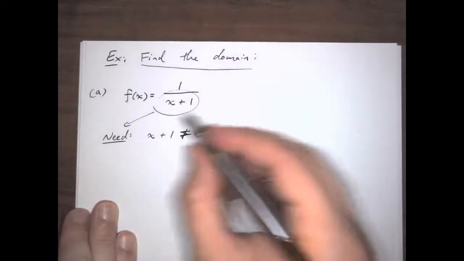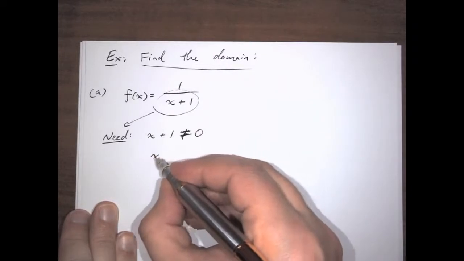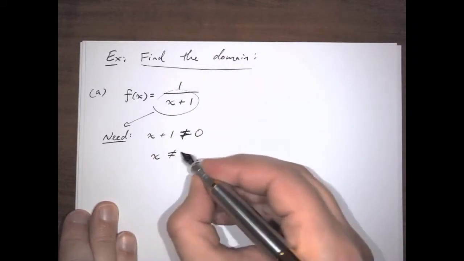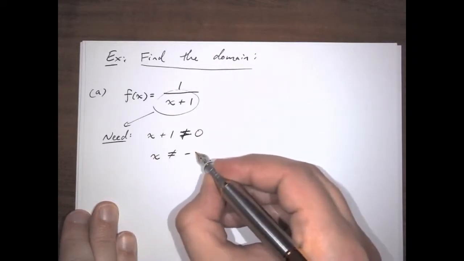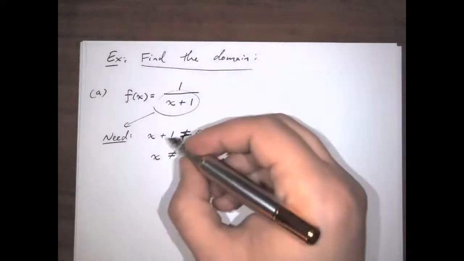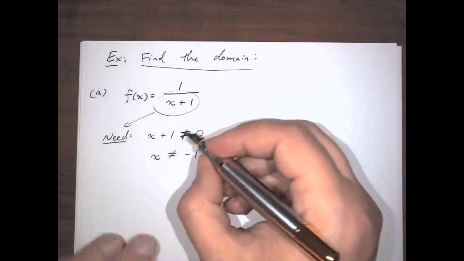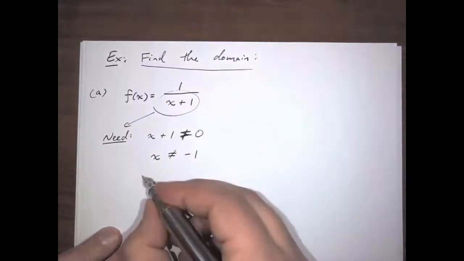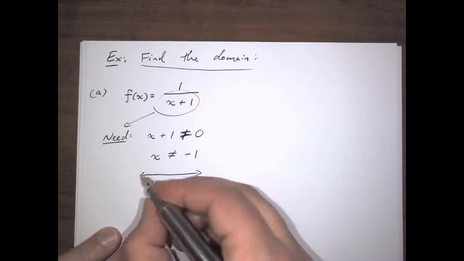Now this you can actually solve the same way you would solve an equation. So if x plus 1 is not supposed to equal 0, then that means x is not equal to just negative 1. Just subtract 1 from both sides. So in other words, we're talking about x just not equaling negative 1.